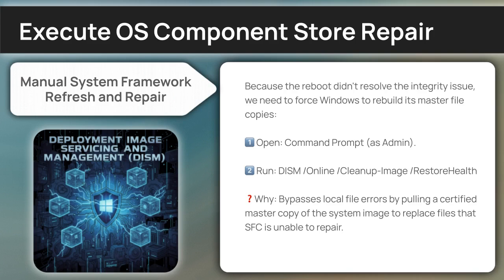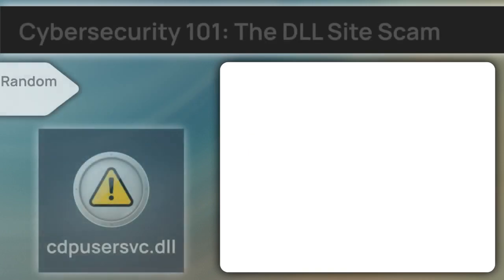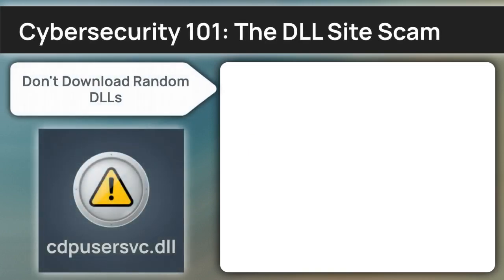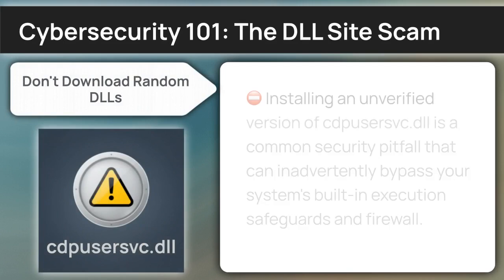Why are we doing this? Well, it bypasses local file errors by pulling a certified master copy of the system image to replace files that SFC is unable to repair. Beyond the repair, maintaining a secure workstation requires avoiding a few common technical mistakes.